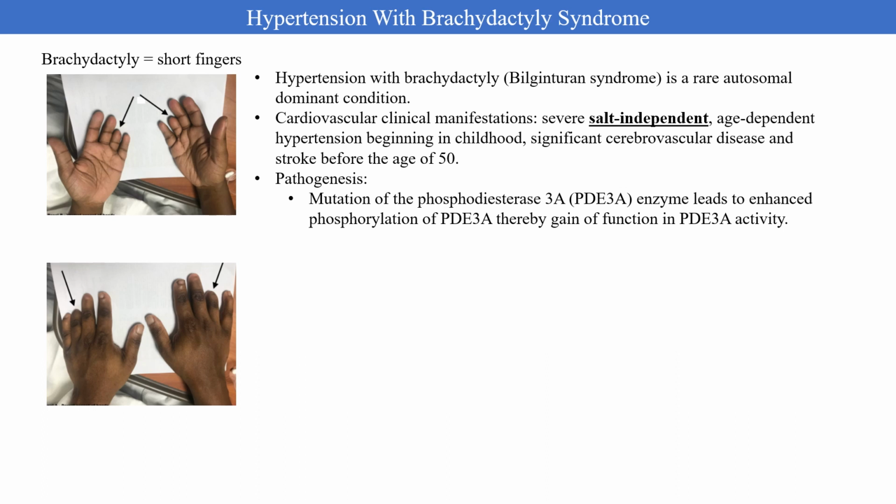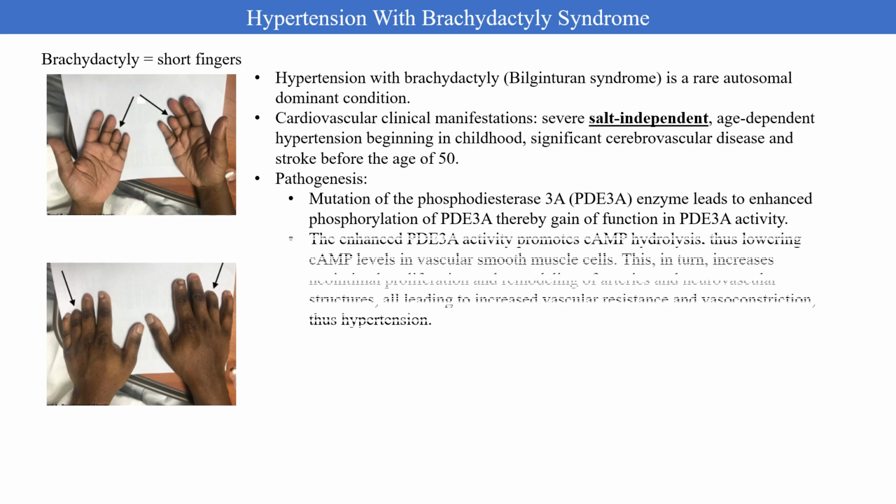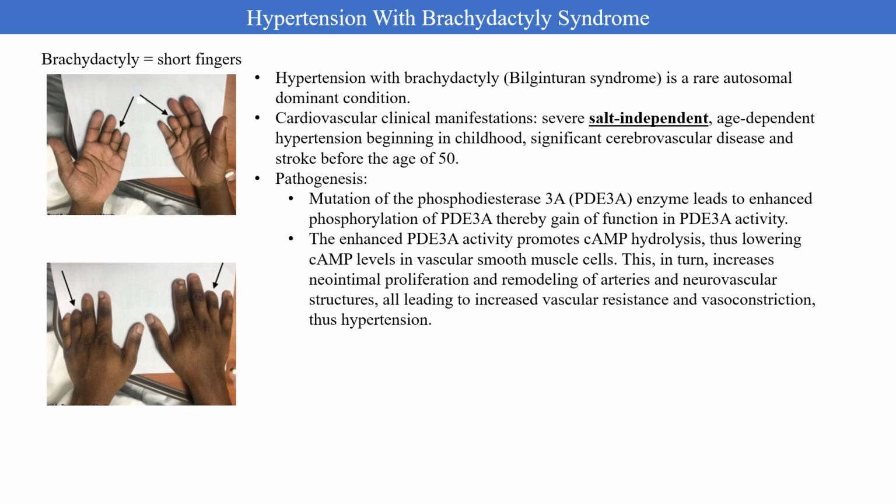Mutation of the phosphodiesterase 3A enzyme leads to enhanced phosphorylation of PDE3A, thereby gain of function for the enzyme. The enhanced enzyme activity promotes hydrolysis of cyclic AMP, thereby lowering cyclic AMP levels in vascular smooth muscle cells. This in turn increases neointimal proliferation and remodeling of arteries and neurovascular structures, all leading to increased vascular resistance and vasoconstriction, thus hypertension.